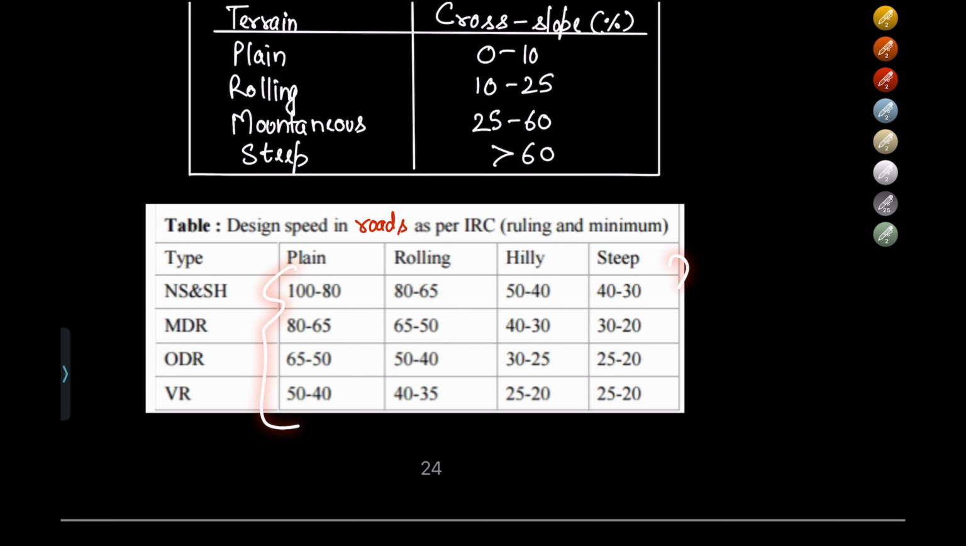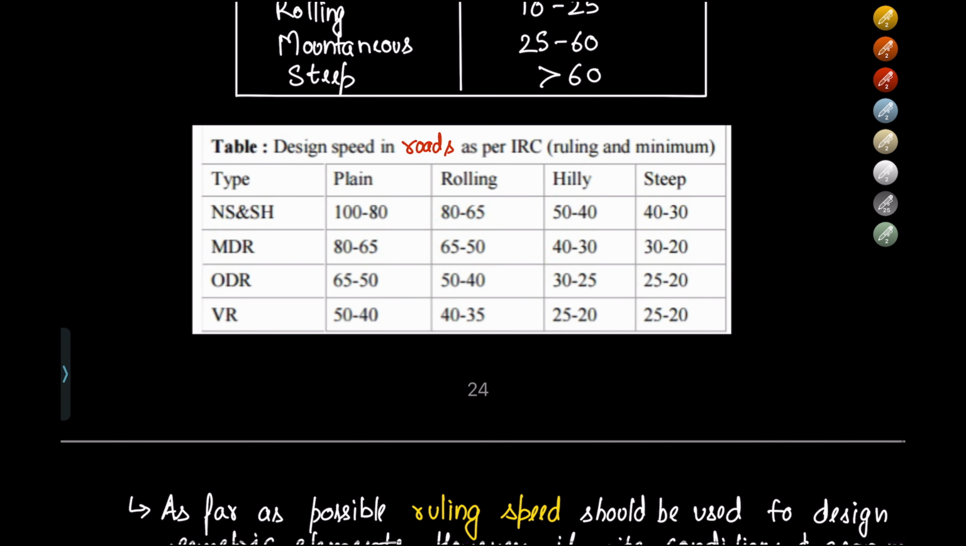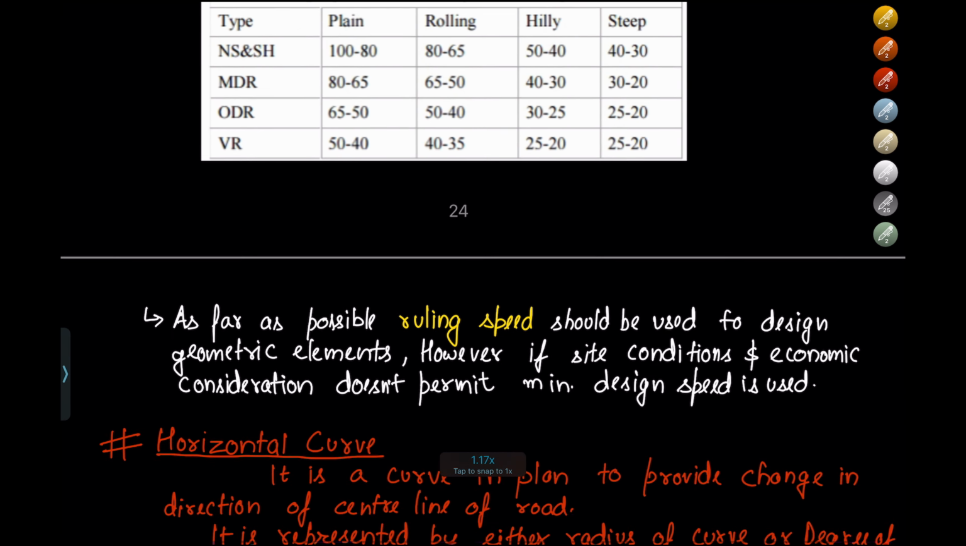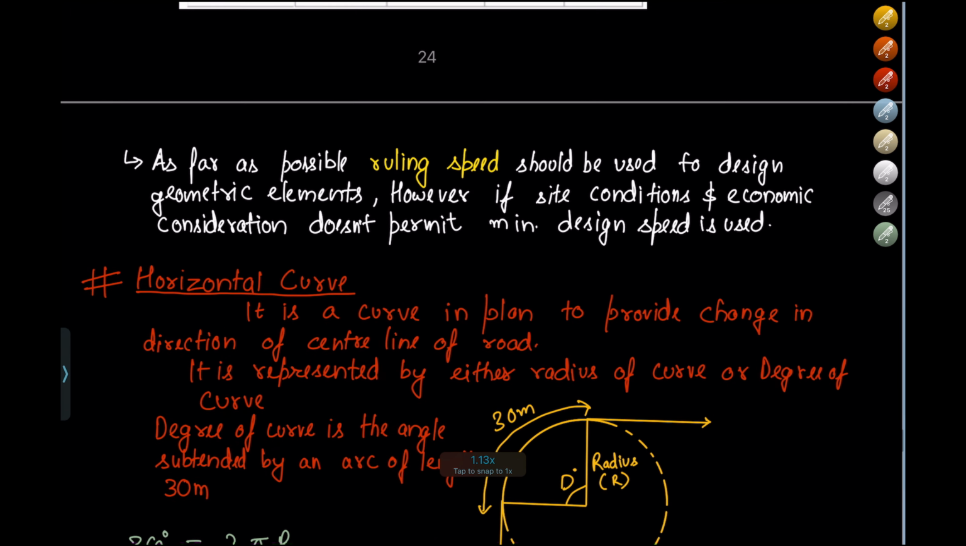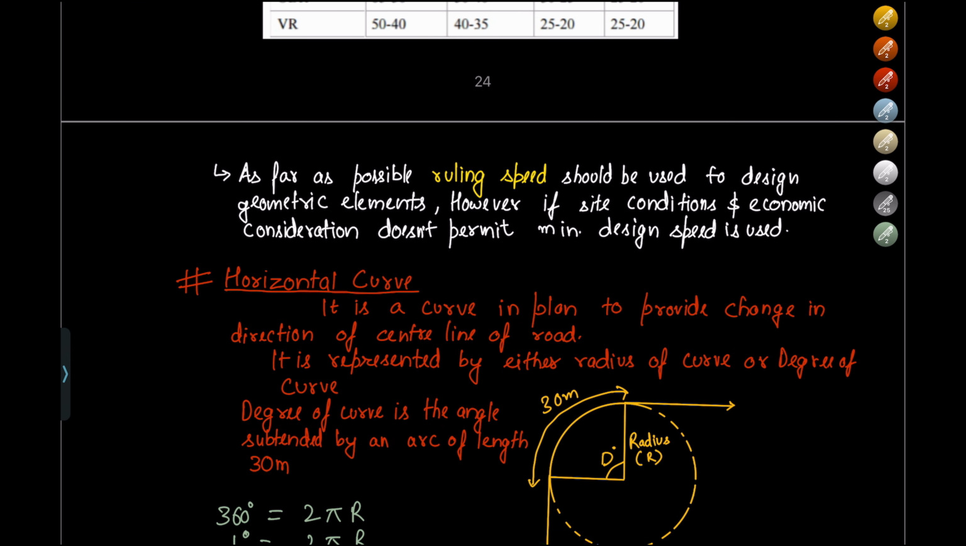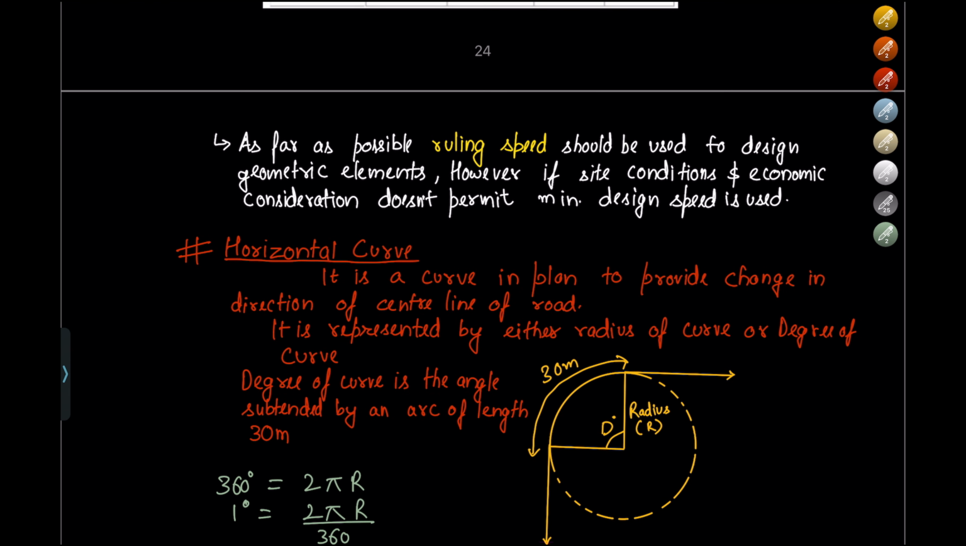So you can have a look. You need to remember these whenever it is asked in the question or asked in the paper. You need to answer these accordingly, right? Next is, as far as possible, ruling speed should be used to design geometric elements. However, if site conditions and economic considerations do not permit, minimum design speed is used. This has to be taken care of.